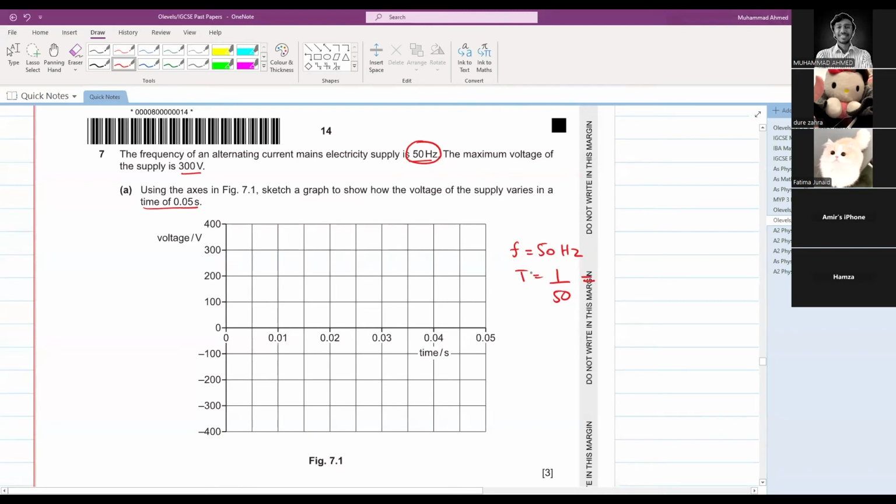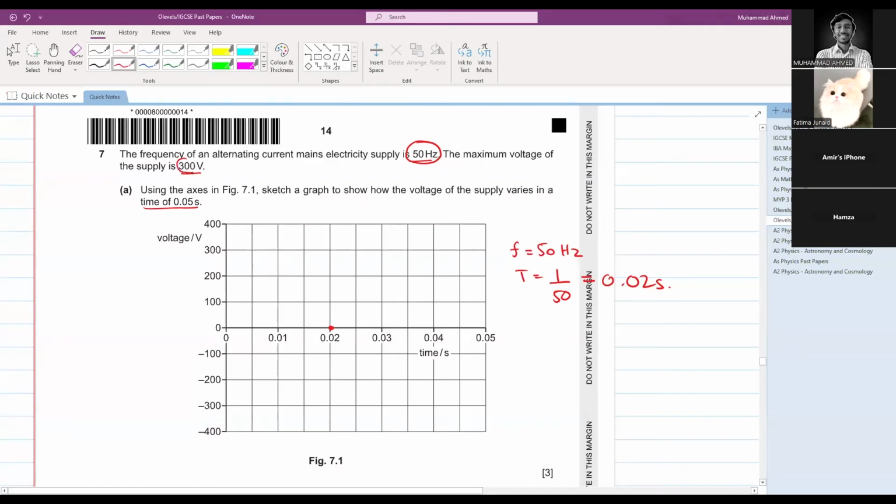Let's calculate that. 1 divided by 50 comes out to be 0.02 seconds. Your time period is 0.02 seconds. That means within 0.02 seconds, one wave will be completed. What is your maximum voltage? 300 volts. So what can you do now? You can make a sinusoidal curve with a maximum voltage at 300, then 0 at 0.01, then negative 300 at 0.015, and you can draw a curve like this.